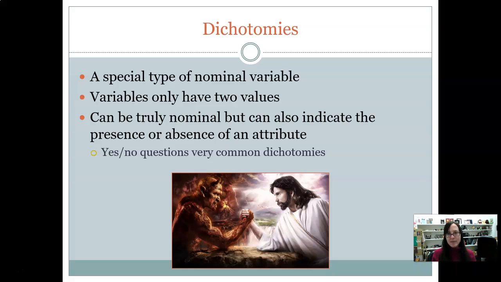But the most common way that you see dichotomies within research is yes-no questions, or presence or absence of something. So either it's there or it's not. Either they answered yes or no. Yes-no questions are a super common dichotomy. So, was there a weapon used in an assault? Yes or no? Again, if it's a dichotomy, by definition, it's nominal.